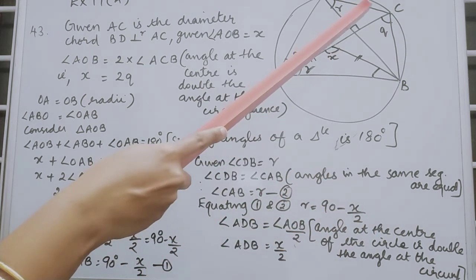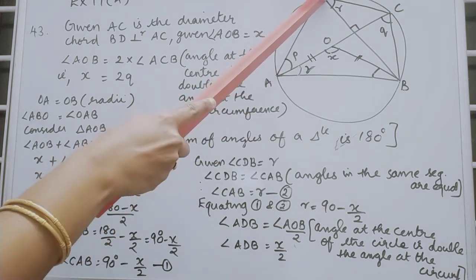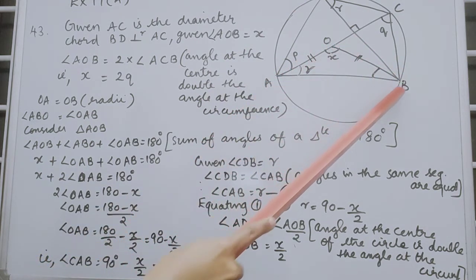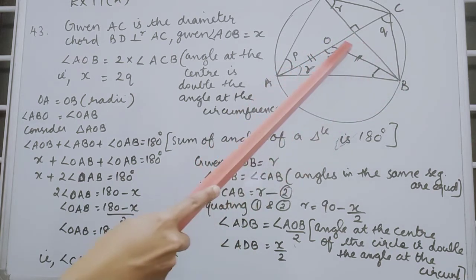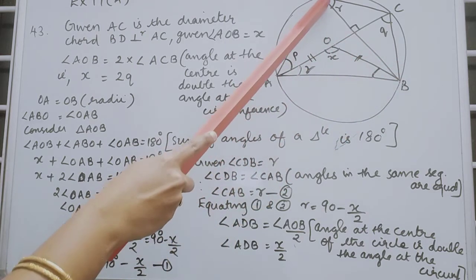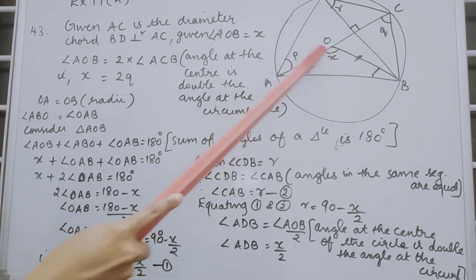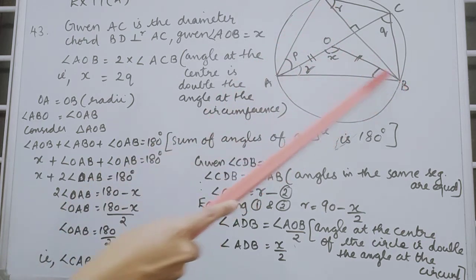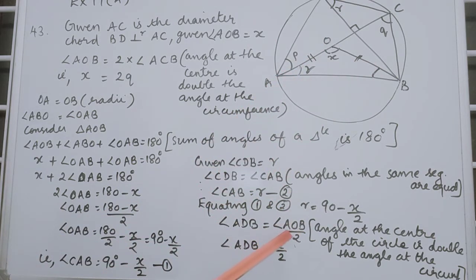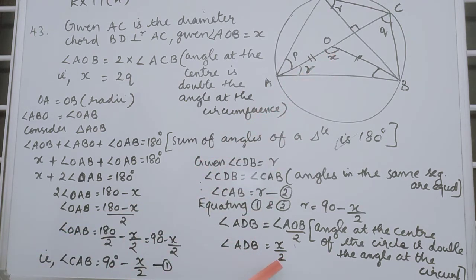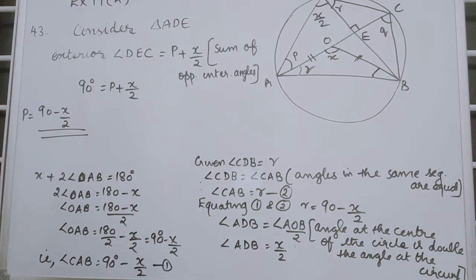Next, look at angle ADB. ADB and AOB lie in the segment AB. AOB is the central angle, and it is given as x. What will be ADB? ADB will be x by 2, that is AOB by 2. The central angle divided by 2 will be this angle ADB. So angle ADB is equal to x by 2, that is, the angle at the center of the circle is double the angle at the circumference.